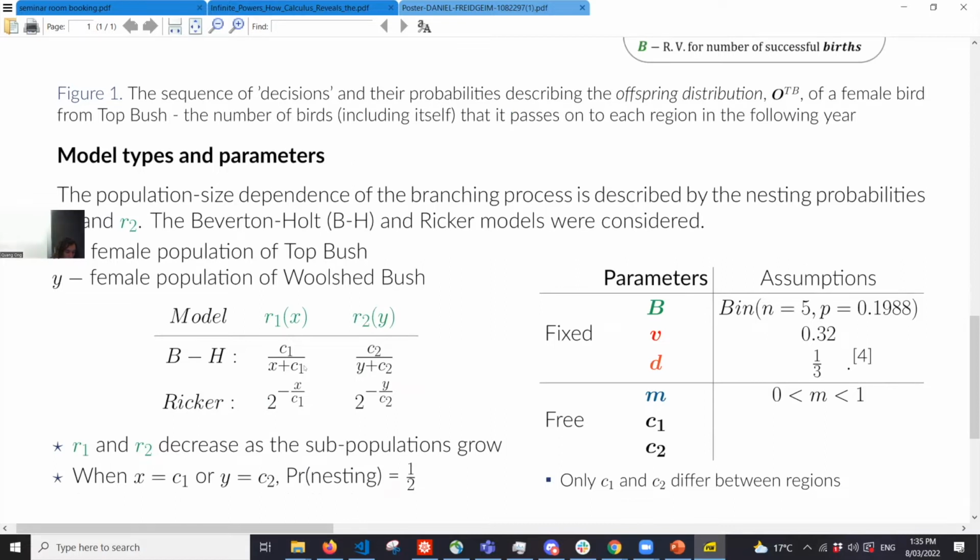And so this introduced a couple of parameters, C1 and C2, which determine this population size dependence, but also the probability of dispersal between the 2 regions, M, was also something that there wasn't exact concrete evidence on at the moment, so it's another parameter to be estimated.